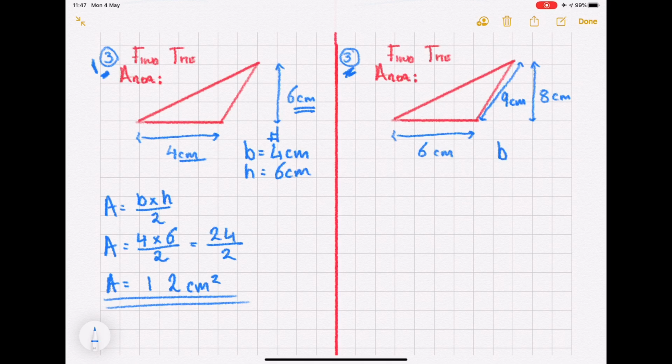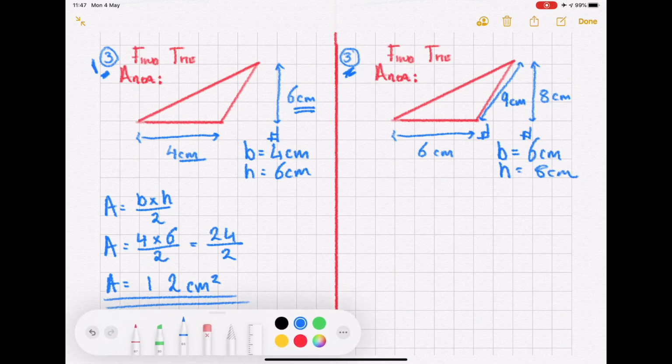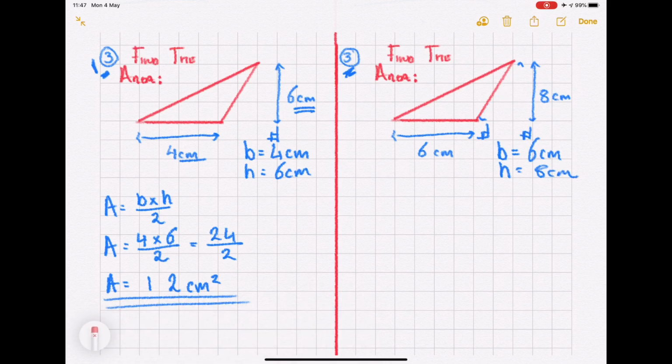Okay, so fantastic. Hopefully you've had a go at this right-hand example. Let's go through it. So first things first, what's our base? Our base is our horizontal length, so it's 6 centimetres. What's our height? Remember, our height is always perpendicular, 90 degrees. Is 9 at 90 degrees? No, it's not. Is 8 at 90 degrees? Yes, it is. Therefore, it must be 8 centimetres.